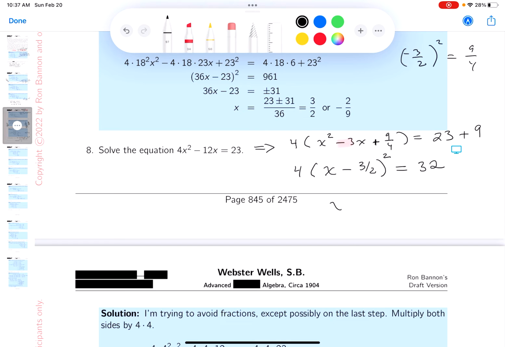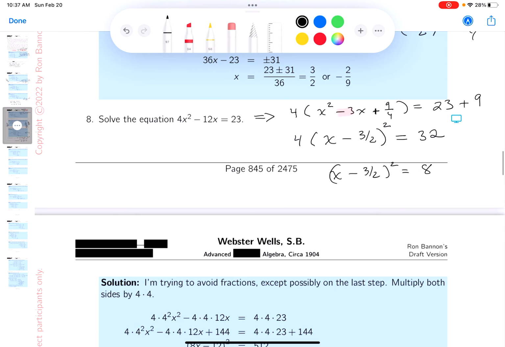I'm going to divide both sides by 4. And you get 32 over 4, which, what's that going to be? That's going to be 32 divided by 4 is 8. Wow, that worked out really nicely. What do you get over here? X minus 3 over 2 equals plus or minus the square root of 8.